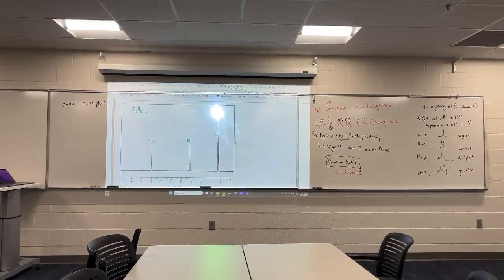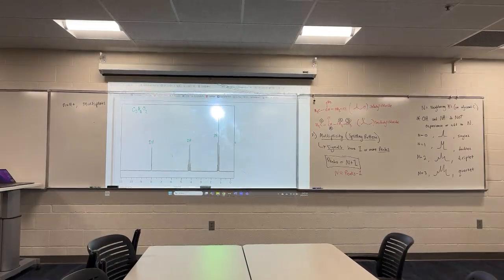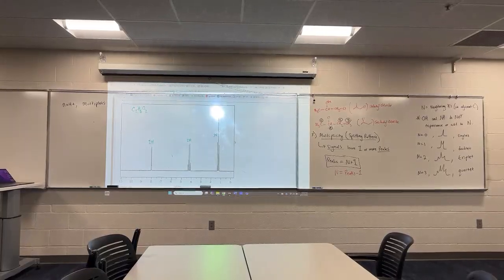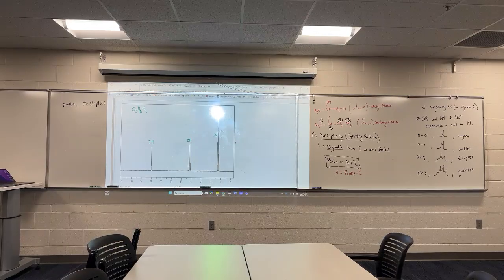Twice the number of carbons, minus the hydrogens, minus the halogens, plus the nitrogens, plus 2, and then divided by 2. So, 6 minus 6 plus 2, divided by 2. Okay. There you go.